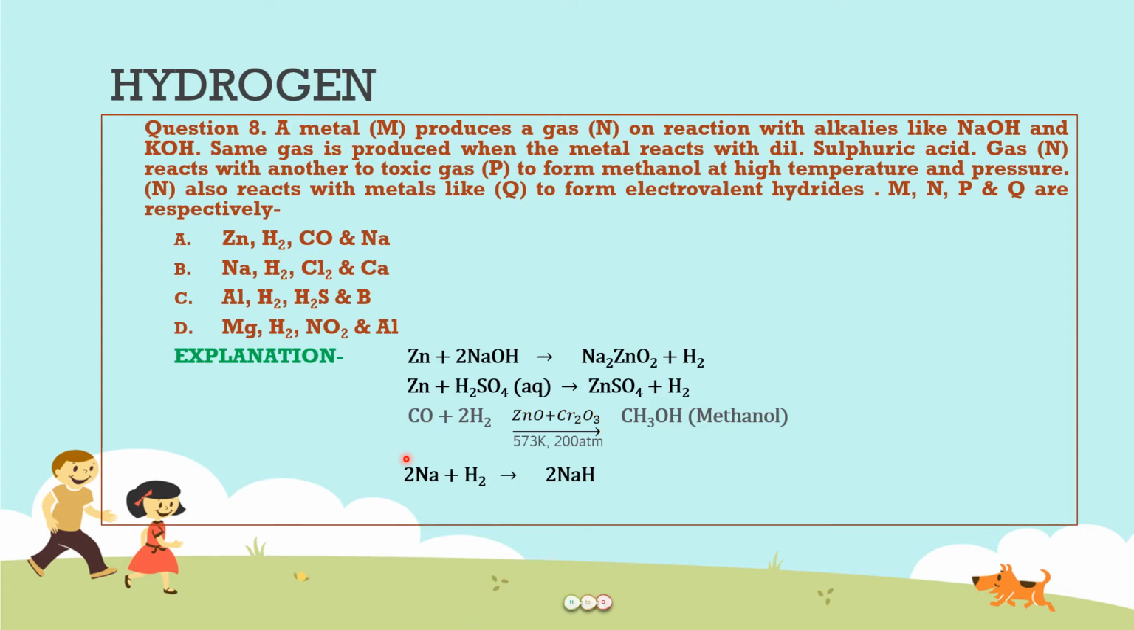And the next we have is sodium reacting with hydrogen to form sodium hydride, which is going to be an electrovalent hydride or ionic hydride, a salt-like hydride. Okay, so the correct option is going to be A choice.